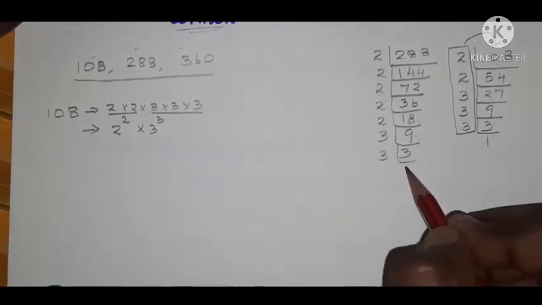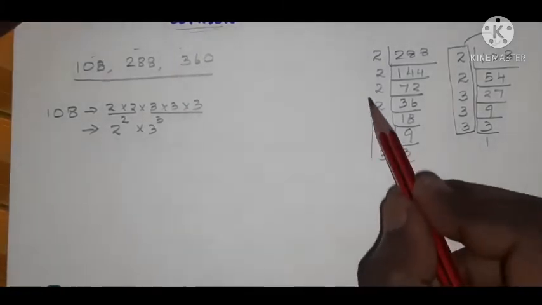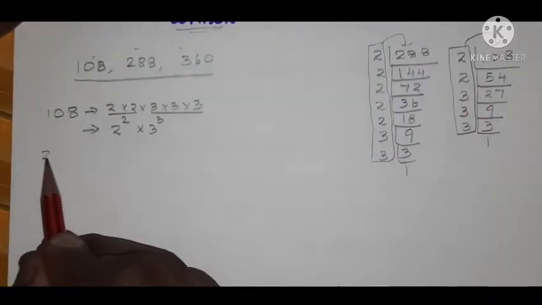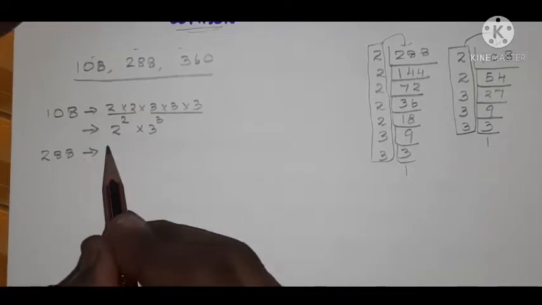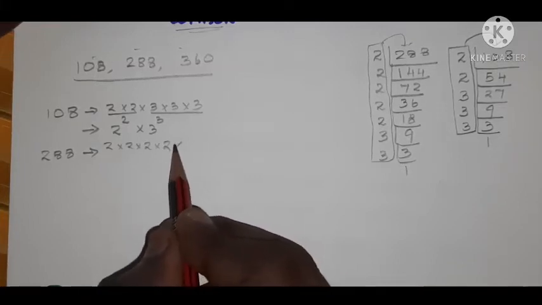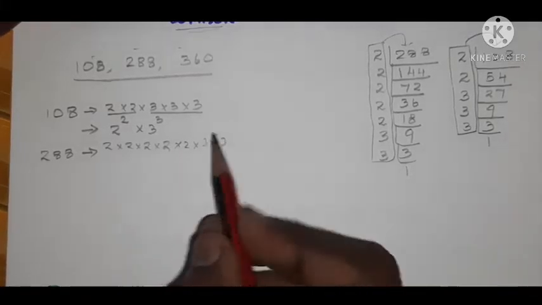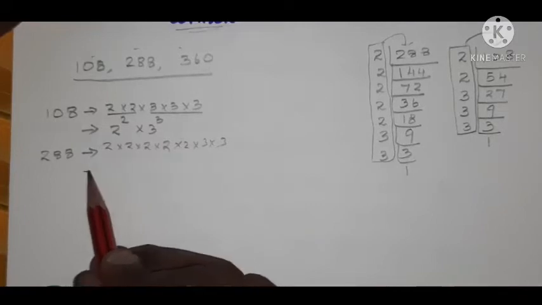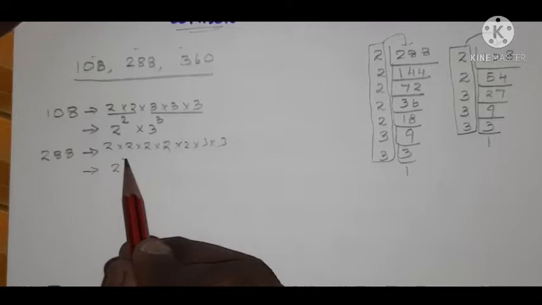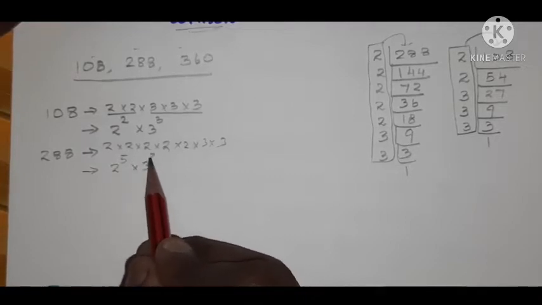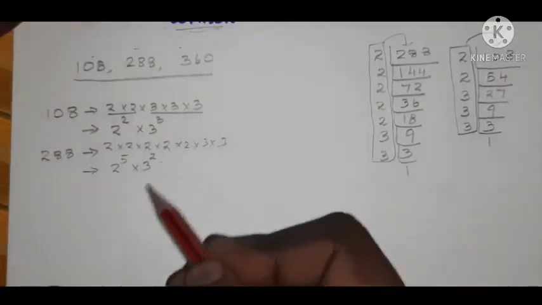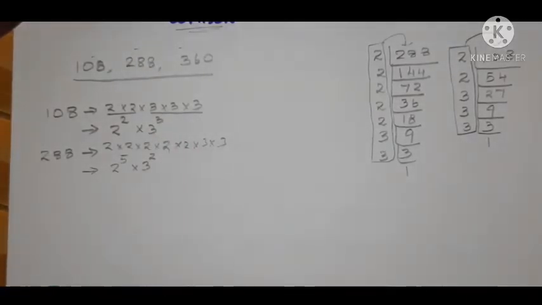Further it can be divided by 3. So 1 3 is 3. Now these are the prime factors of the number 288. Now list out 288: 2 into 2 into 2 into 2 into 2 into 3 into 3. So how many times has 2 come? Look at the second step I'm doing here: 1, 2, 3, 4, 5. So 2 power 5 into 3 power 2. We expressed it up to the second step. We'll do the final step later, right?